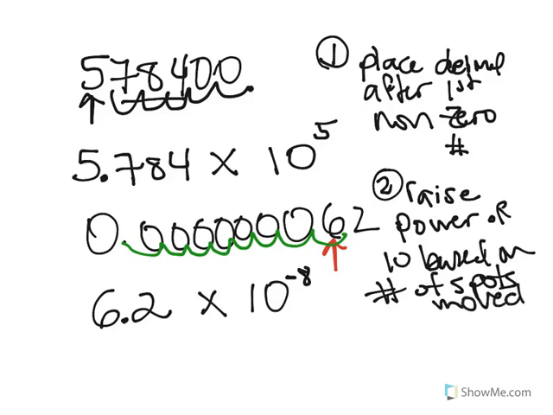If the number you are converting to scientific notation is greater than 1, the power will be positive. So if it's greater than 1, positive power. If the number that you are converting to scientific notation is less than 1, the exponent is negative.